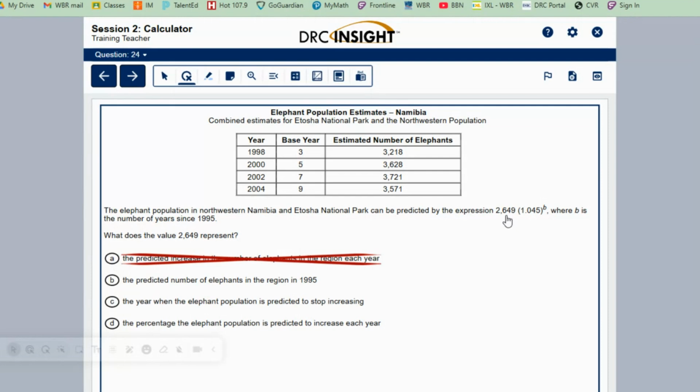Wait, so why does the graph say 1998? But look, the table says 1998, but that's 3 years since the beginning. Yeah, that's what I'm saying. You have to make sure you're reading carefully. Time began in 1995 for this table. So it is B. That is correct.